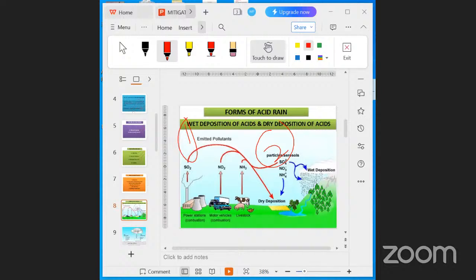Those are wet depositions of acids. Dry deposition of acid means moving air blows the acids present in the atmosphere to areas where the weather is dry. The acidic pollutants settle into dust or smoke and fall to the ground as dry particles, right? So these are the wet deposition and dry deposition of acids.